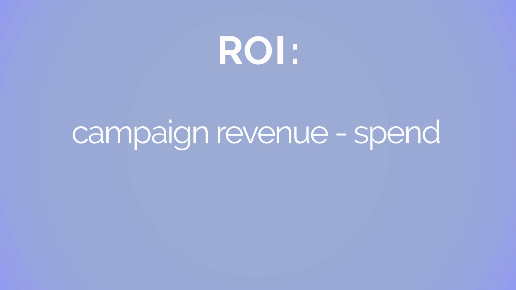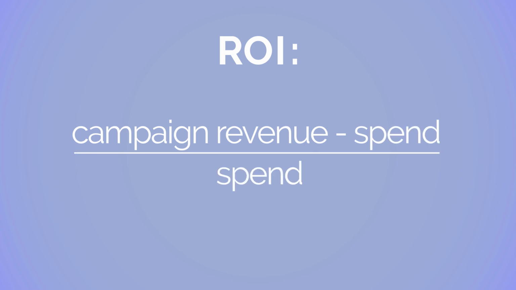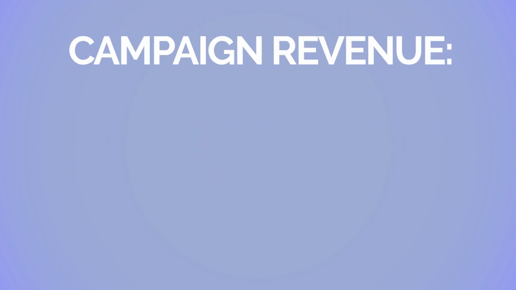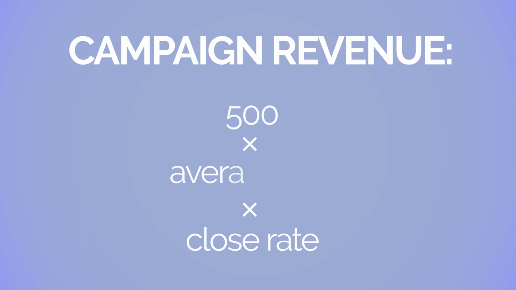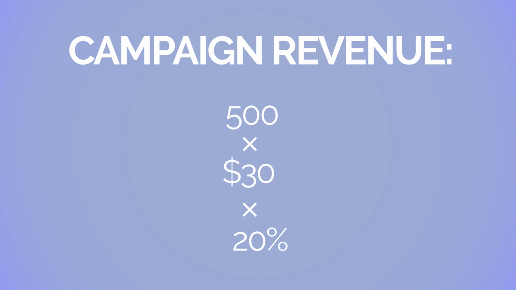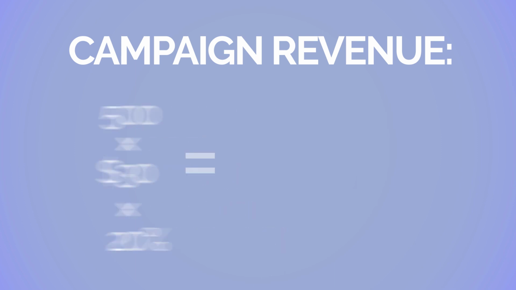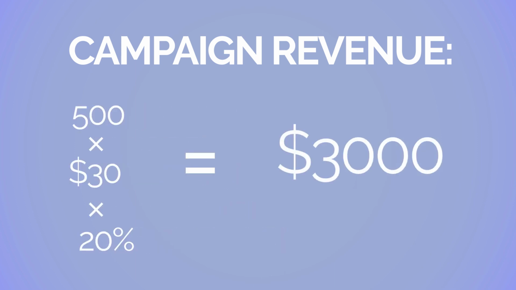ROI is calculated using this formula: campaign revenue minus spend, divided by spend. And campaign revenue is defined as conversions times average sale times close rate. So using this formula, Andy multiplies his 500 conversions by his average gourmet pizza amount of $30, then by his close rate of 20%. This gives Andy a campaign revenue of $3,000.